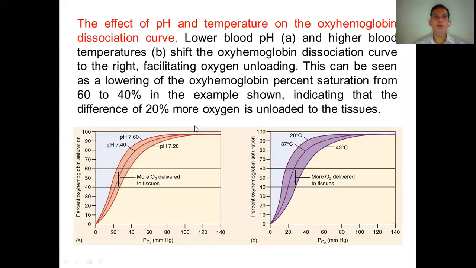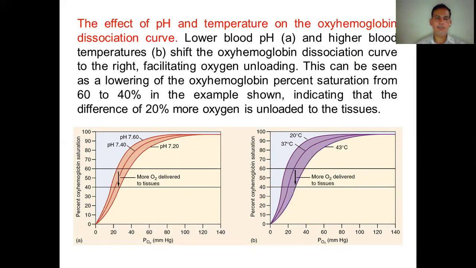Okay, so what is the effect of pH and temperature on the oxyhemoglobin dissociation curve? Here you can see that this is normal pH, pH 7.4. If the pH increases, the curve shifts to the left. If the pH decreases, it shifts to the right. So one can say that with an increase in pH, there is less dissociation of oxygen, or less unloading of oxygen. If the pH is lower, then there is more release, or more unloading, of oxygen.